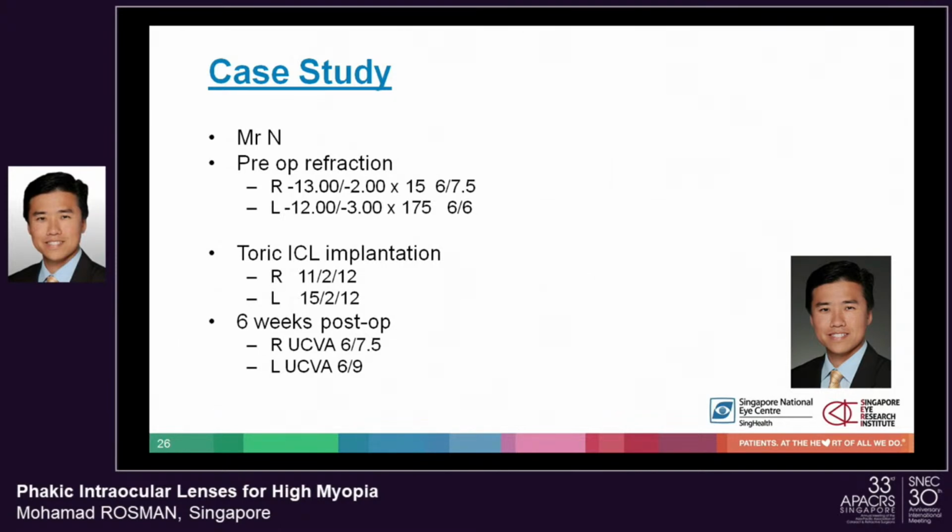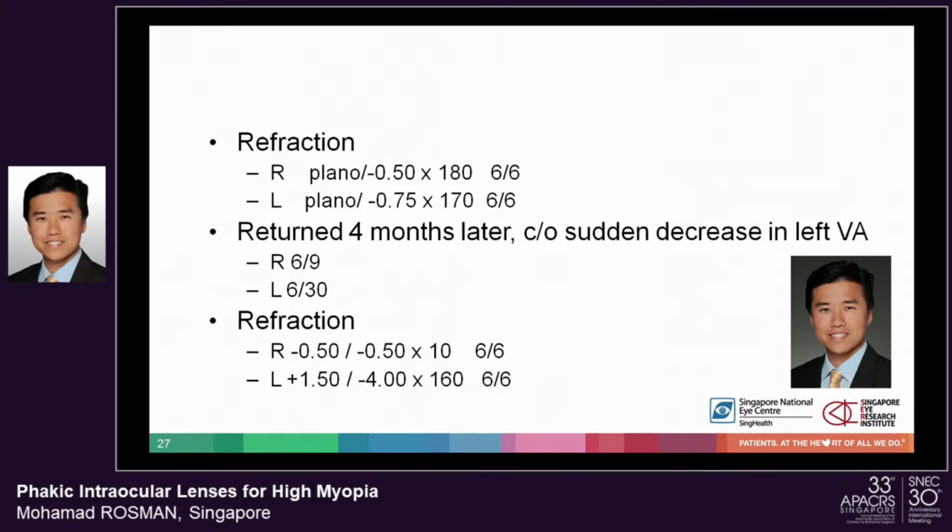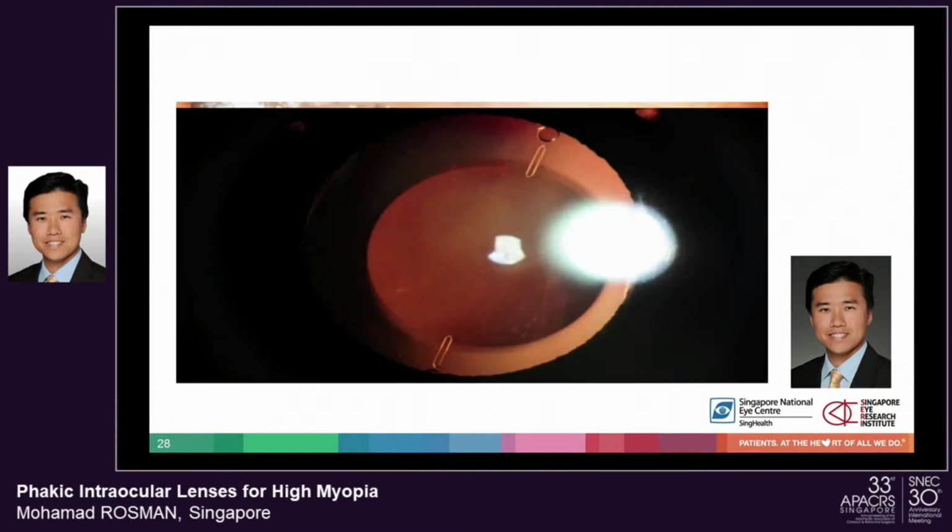He was well 6 weeks after surgery with good unaided vision. I can see the refraction was very good, was plano in both eyes. But he returned 4 months later with a sudden drop in left visual acuity, and his refraction was as follows. The left eye, you can see, is plus 1.5 with an astig of minus 4. And you can see that the lens has rotated from its normal 180 degrees position.